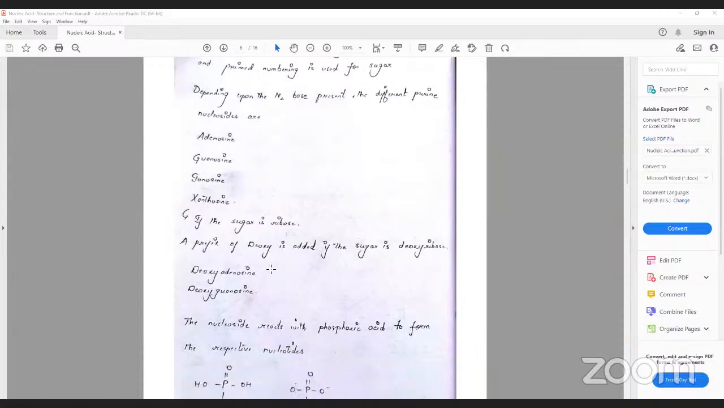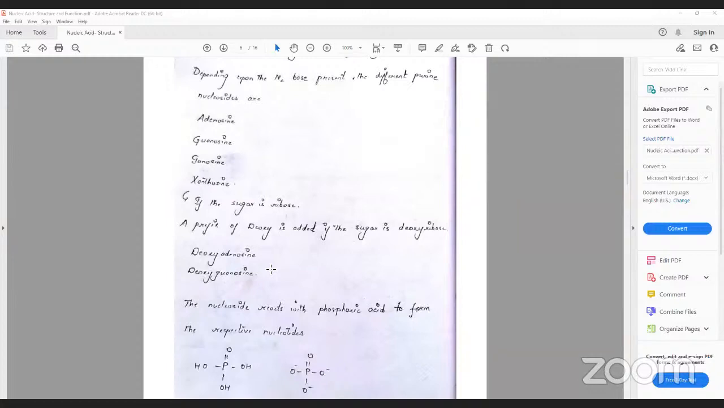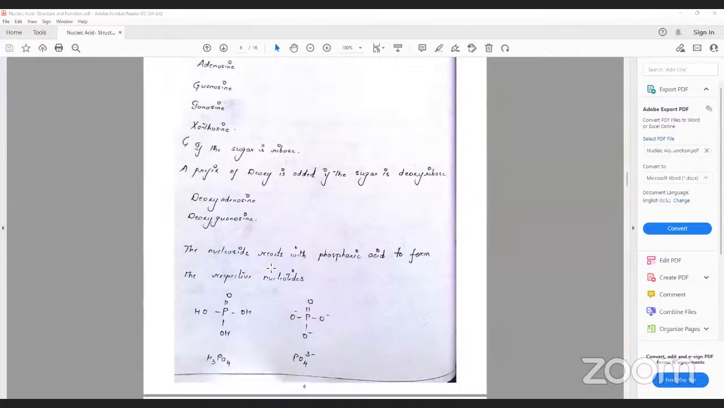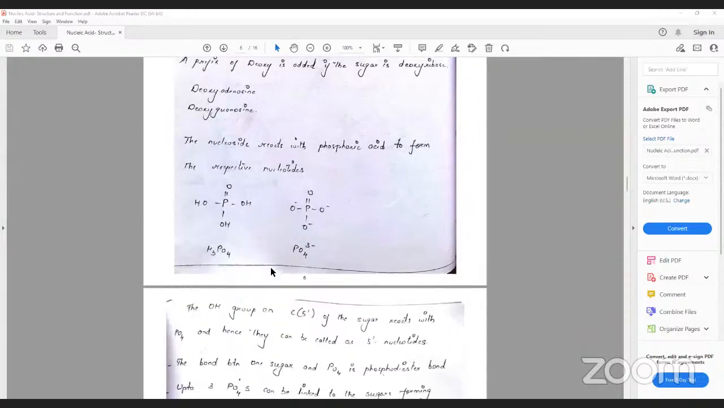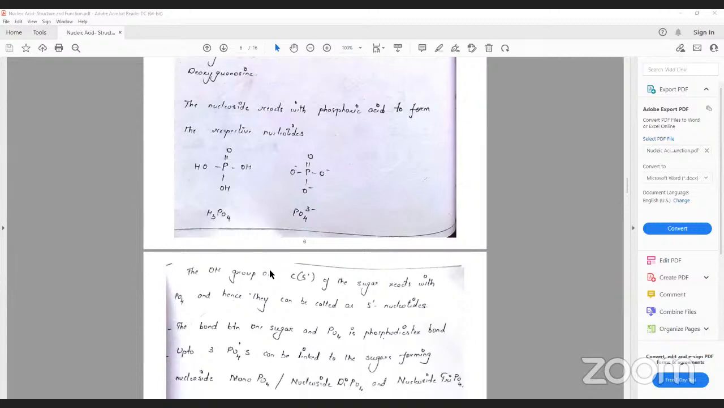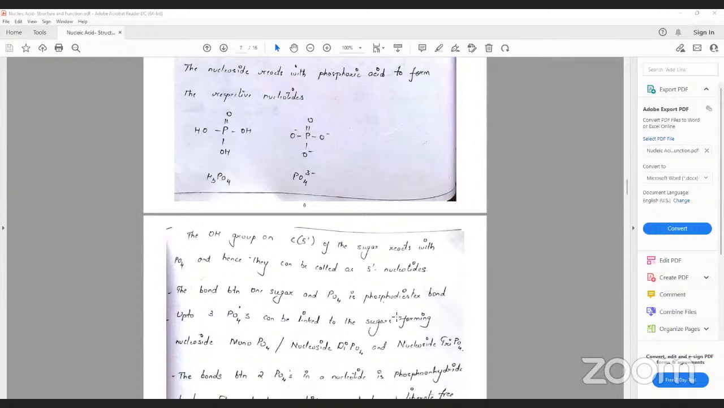Now, this nucleoside is linked to the third component of the nucleotide, which is the phosphate group, through the hydroxyl group on the fifth carbon. When the N-glycosidic linkage was formed, the first carbon of the sugar was involved in bond formation. But in the formation of the nucleotide, the OH group on the fifth carbon is linked with the phosphate group. I'll come to the structure; it will be very clear from there.